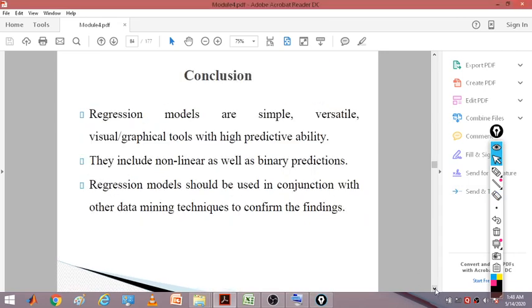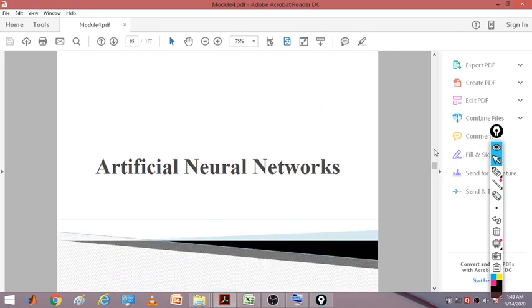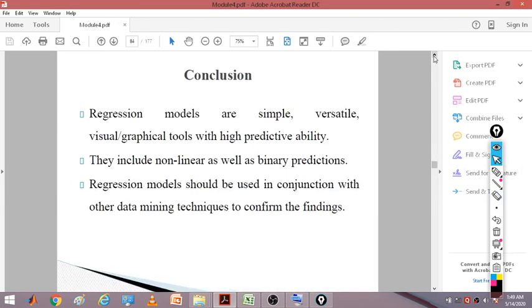So now the conclusion. You can say that regression models are simple and versatile, and easily adapt to many functions. Okay, and you can visualize things with the help of graphical tools and with a high predictive ability. So they include non-linear as well as binary prediction. A regression model should be used in conjunction with other data mining techniques to confirm the findings. Okay, so you can just have a comparison. So we'll stop here.